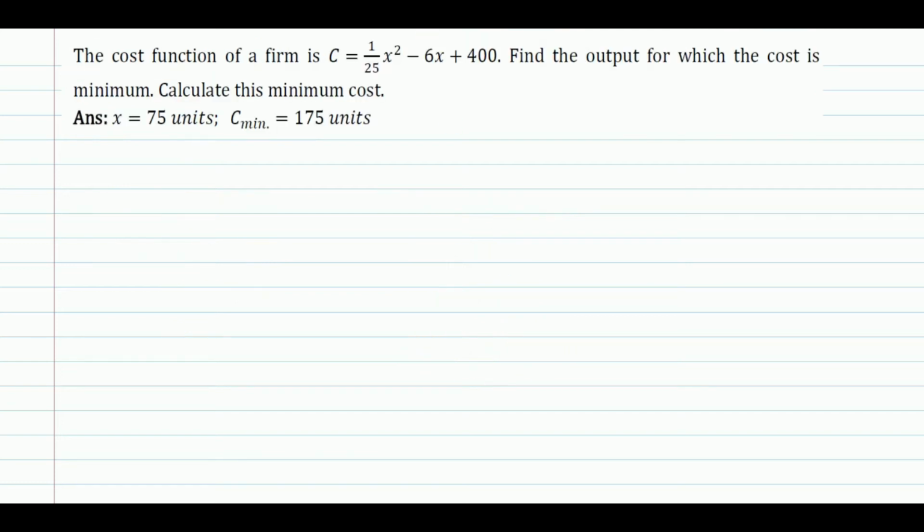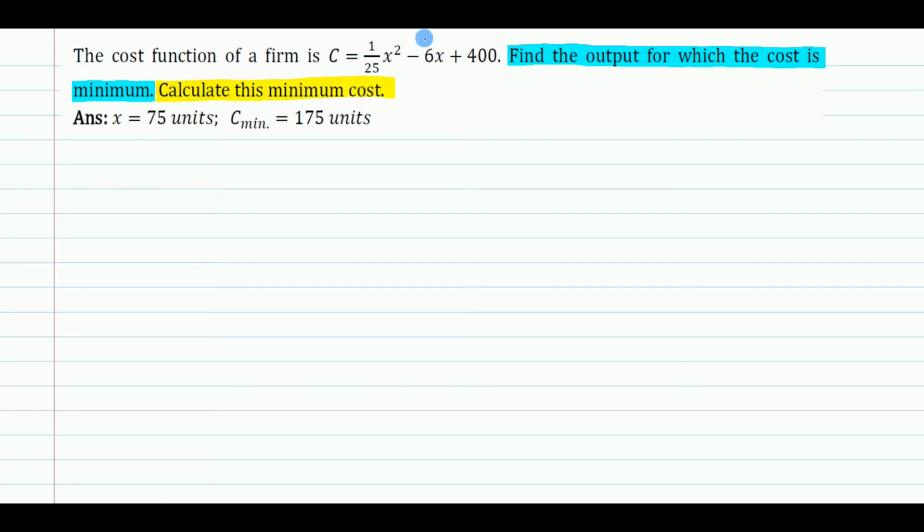Okay, our next question is regarding cost minimization. The cost function of a firm is given by 1 by 25 x square minus 6x plus 400. The question is to find the output for which the cost is minimum. So we have to find the value of x when cost is minimum. Also, one more question is given: calculate this minimum cost.